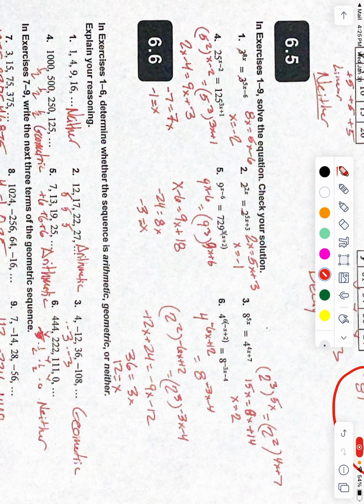In the 6.5 stuff, make sure we get bases that are the same. Once we have bases that are the same, we know that we can cross out the bases and we can solve. Also make sure that we're distributing here.